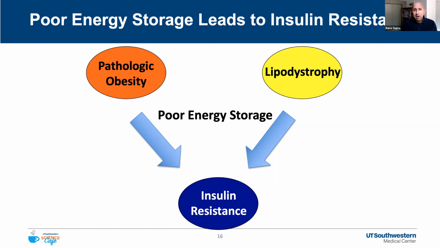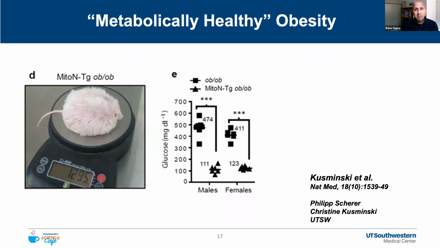So to highlight all this, I want to show you an actual experiment that was done in the laboratory. This was a mouse model that was genetically engineered by my colleagues, Philip Scherer and Christine Kuzminski, two faculty members in the Touchstone Diabetes Center. What I'm showing you here in this really classic paper is a mouse on the left. And yes, this is a mouse. This is a mouse with obesity. The mouse was rendered obese by a genetic manipulation that caused its adipose tissue to expand.